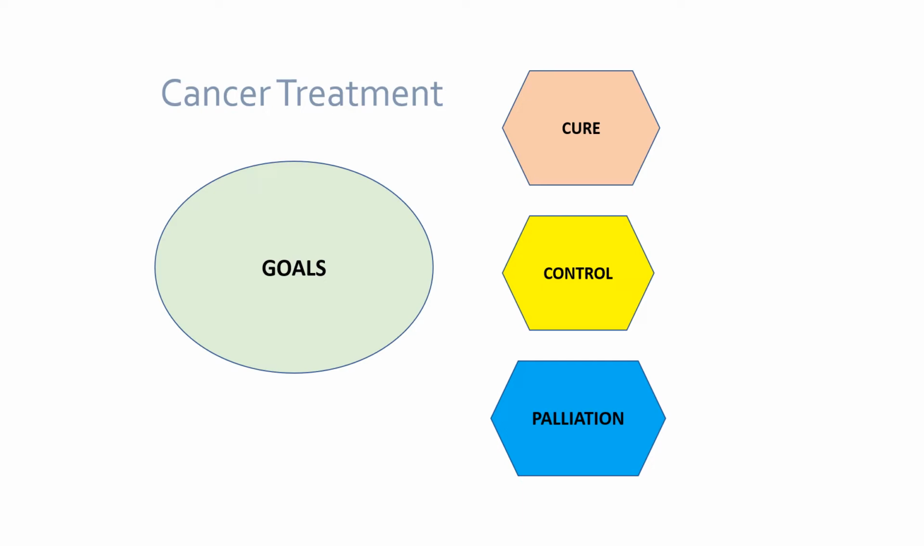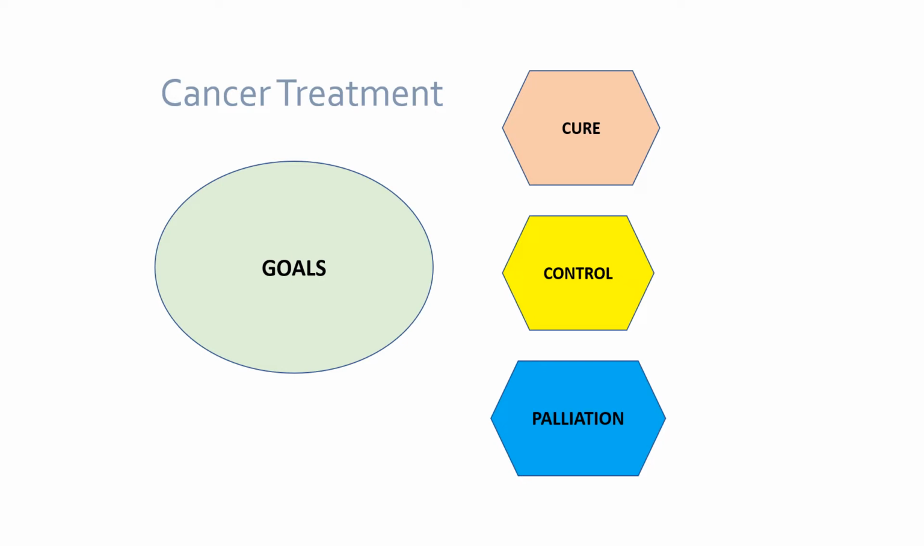For cure, the lengths are different for each type of cancer. We hear the magic number of 5 years. If you don't have a recurrence in 5 years, then they consider you're in remission or that your cancer has been cured. We know that that's not 100% true all of the time.